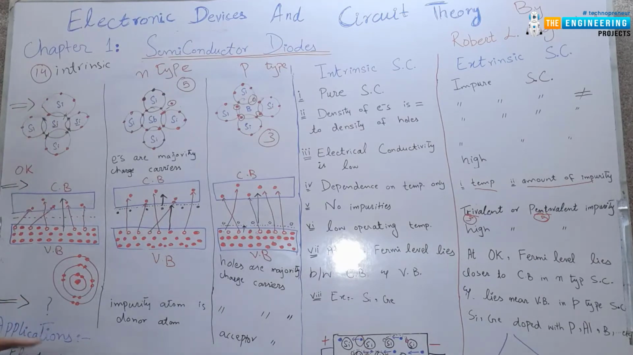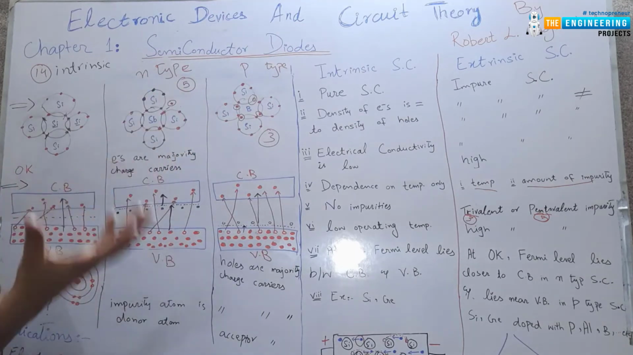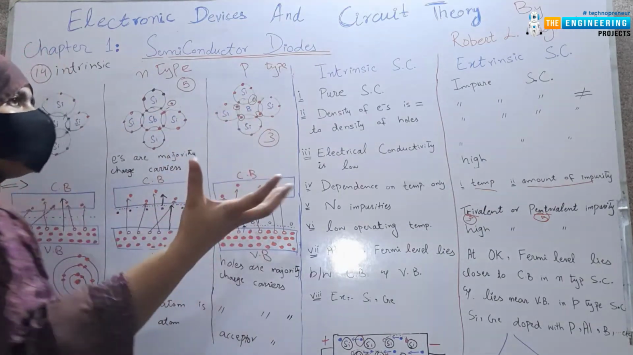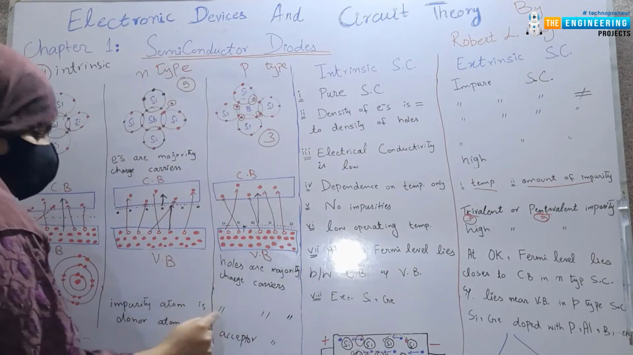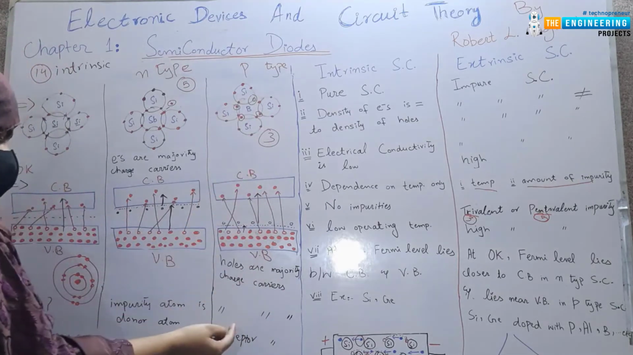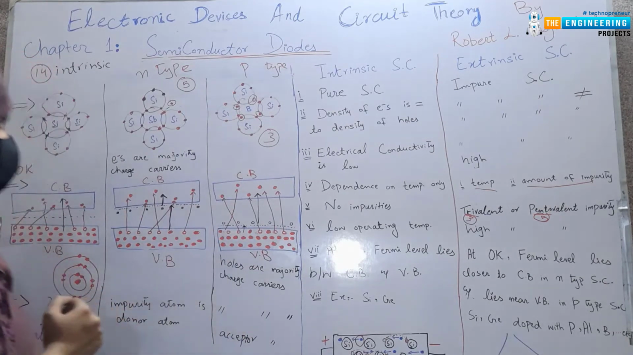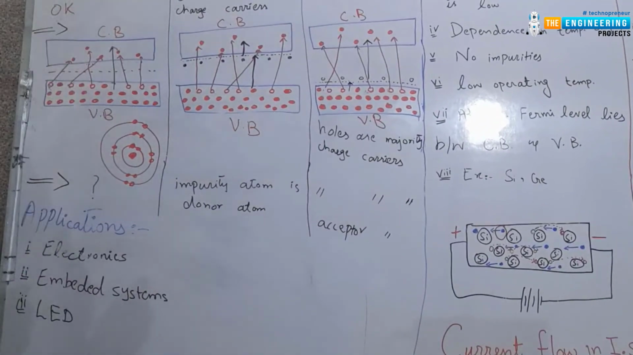In the n-type case, the impurity atom is the donor atom. Antimony here is the impurity atom, and it can give an electron, so it is called a donor atom. But boron can receive an electron. It has a hole, a vacancy. So the impurity atoms in p-type material are acceptor atoms. Now we summarize, and we will discuss the applications of semiconductors.